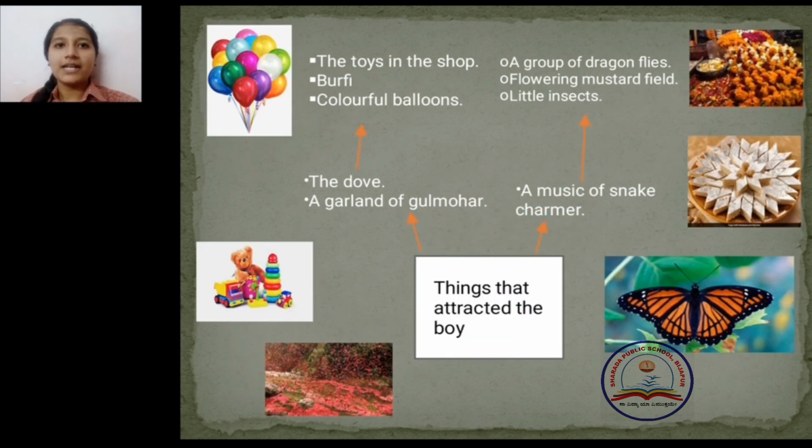The things that attracted the boy are the toys in the shop, burfi, colorful balloons, a group of dragonflies, flowering mustards, little insects, the dove, a garland of gulmohar, and the music of the snake charmer.